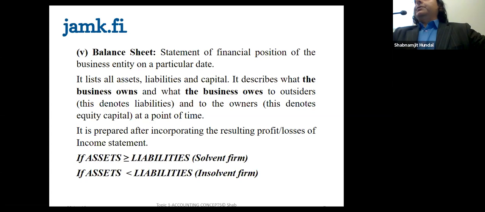Yes, any point you want to discuss with me? Have you got some idea from this? What is balance sheet? What is asset? What is liability? Balance sheet is a statement showing assets and liability.